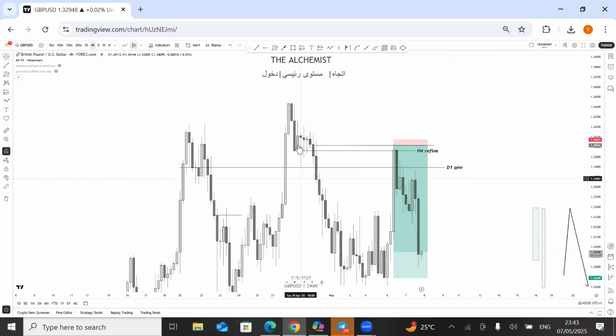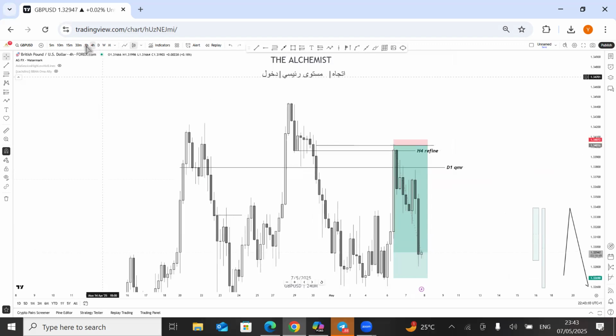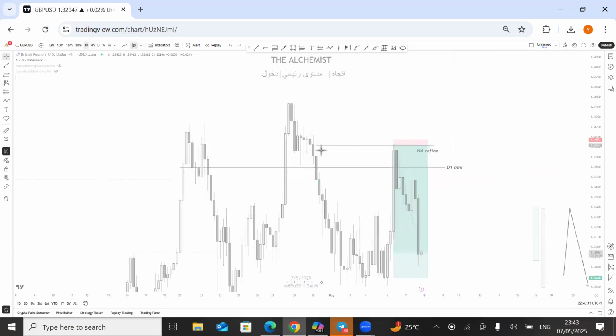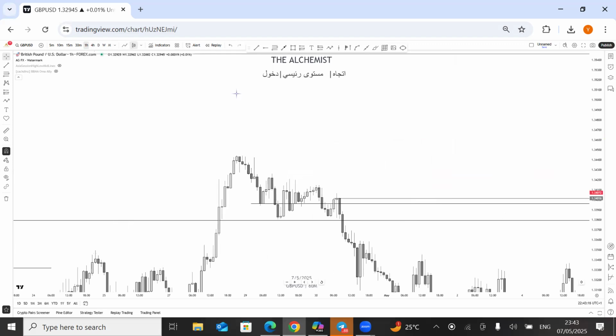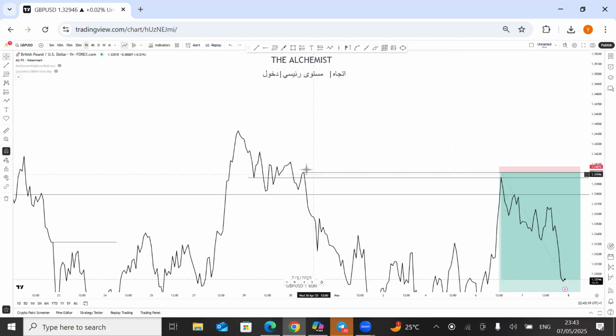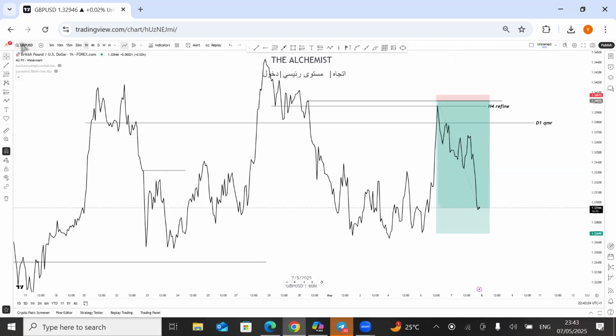So this was my H4 refinement here. Turn on your line chart, you're going to see it clearly. H4 refinement. And what do I do? I go down again to the 1 hour time frame to refine. On the 1 hour time frame, I saw this A-shape level. You can see this A-shape level. That was my level. I was anticipating price to come back, tap, and move suddenly into the downside.